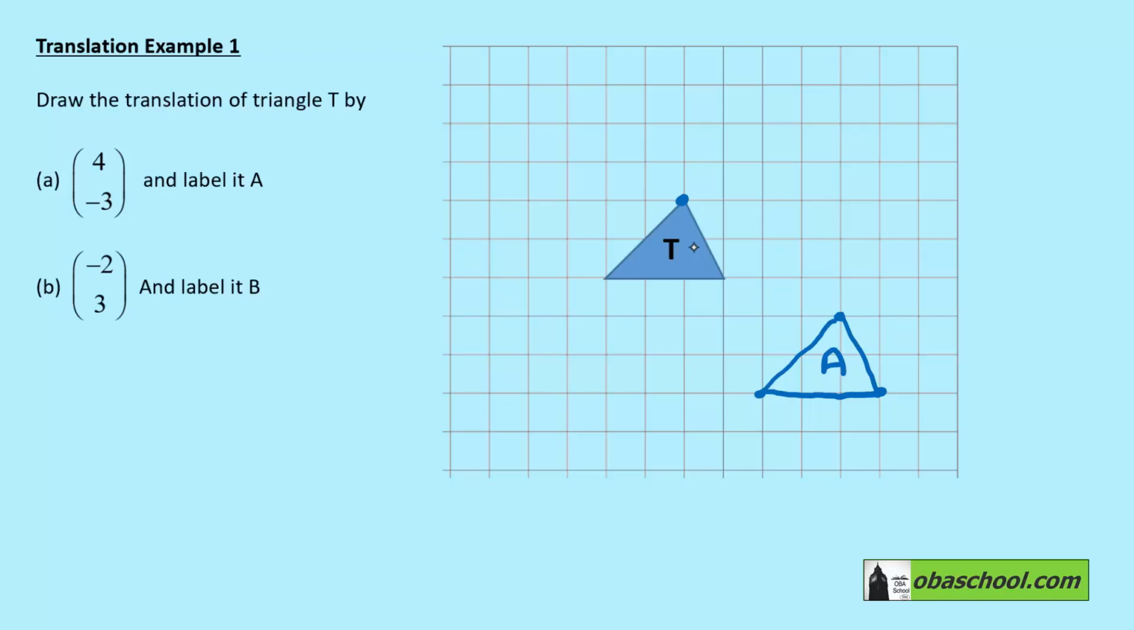-2, 3, let's use the same point. -2 means go 2 to the left, 1, 2, and 3 means 3 up, 1, 2, 3. So it's going to go there. And then we just need to make it the same shape. 1 across, 2 down, 2 across, 2 down, and then that's our triangle. And we just label it B.